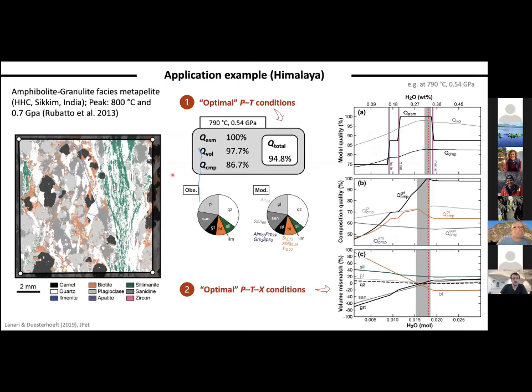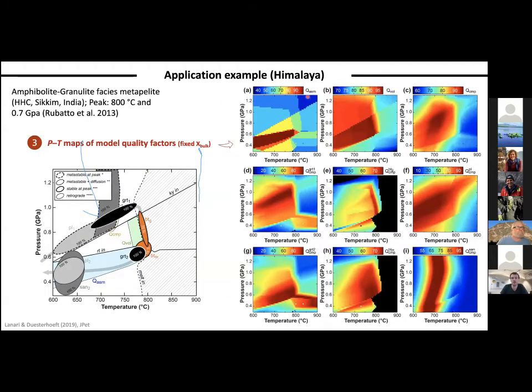So coming back to the example from the Himalaya, now we did the exercise to take several different local bulk compositions, and we obtained slightly different results. So the value of the Q total was changing. So we thought that this was because of the uncertainty that we have, for example, in the measurement of the composition. But in fact, it was a bit more complicated. And the way to visualize that is to look at the maps of the model quality factors.